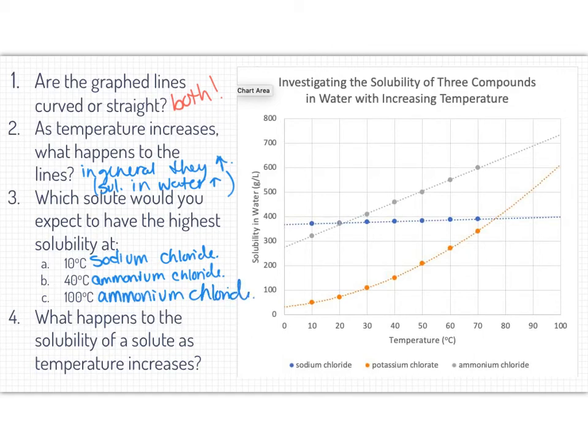So in general, what happens to the solubility of a solute as the temperature increases? In general, as the temperature increases, the solubility of a solute increases. This could be seen in tea. If you make iced tea, it's hard to dissolve a lot of sugar in it. If you make hot tea, you can dissolve quite a bit of sugar in it. Try the experiment at home if you'd like. See how much sugar you can dissolve in hot or cold tea.